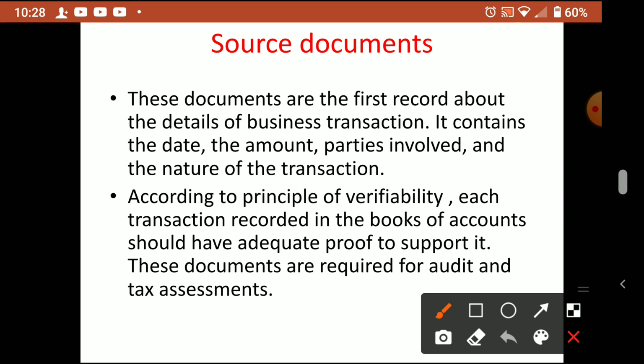For example, if you are going to a shop and purchasing some goods, when you make payment, what will they give you? A cash memo. You may not have noticed in the previous days, but now you have become a commerce student and you can check it out. When you purchase something, normally some shops give you a bill and a cash memo along with that.